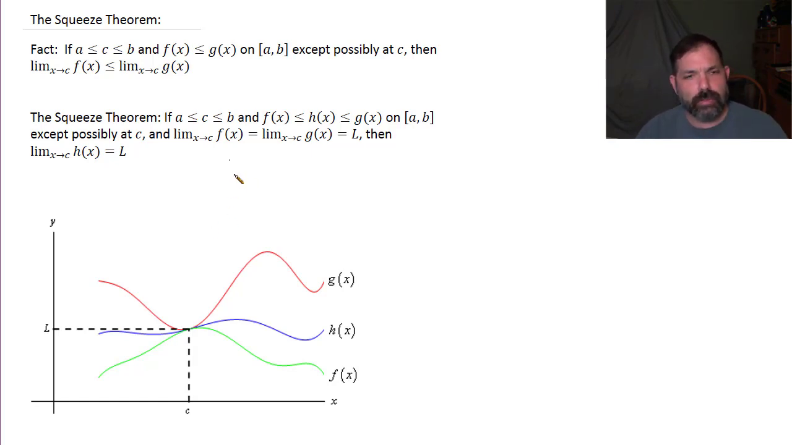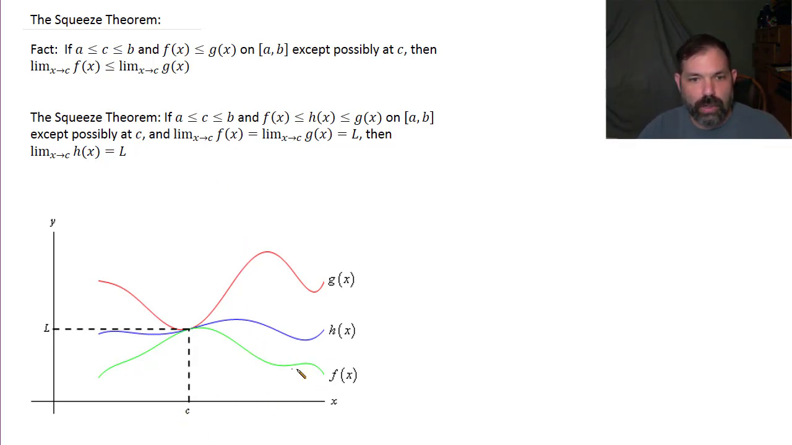That should seem intuitively reasonable. Now the Squeeze Theorem adds on to it a little bit. It says, basically, if we can show that a function is between two other functions on some interval, except possibly at some c value, and we can also show that the limits of the outer functions are equal to some value L, then the limit of that inner function must also be equal to L, right? So the inner function must be squeezed between the two outer functions.